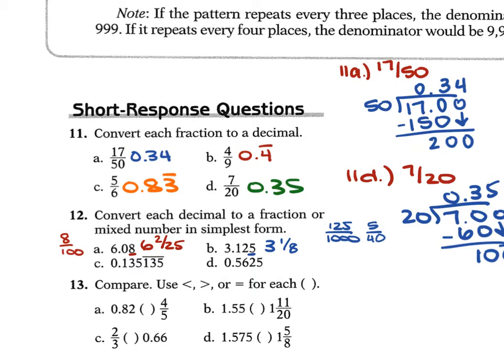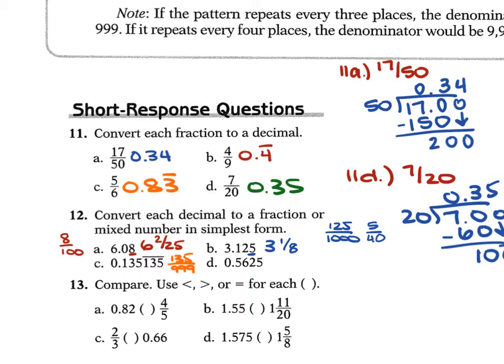For C, we have 0.135 repeating. So this 135 is actually going over 999. The number of the terms underneath the bar notation tells you the amount of nines in your denominator. So it's just 135 over 999.